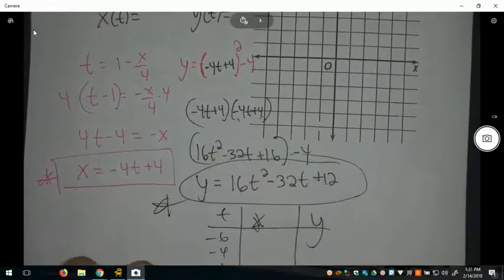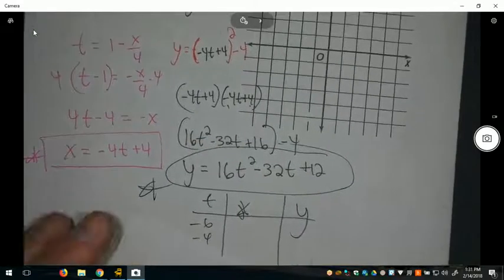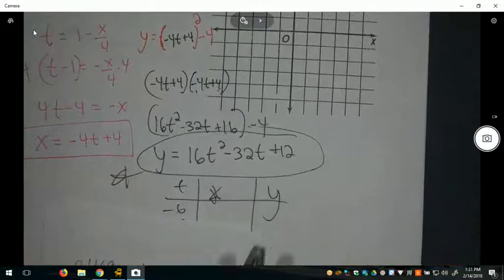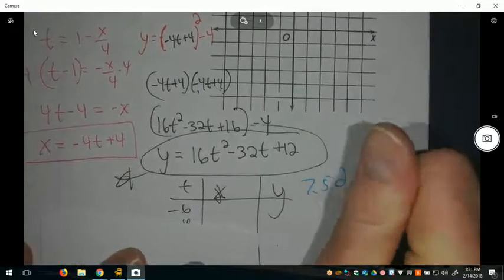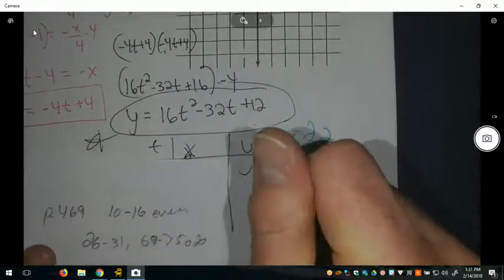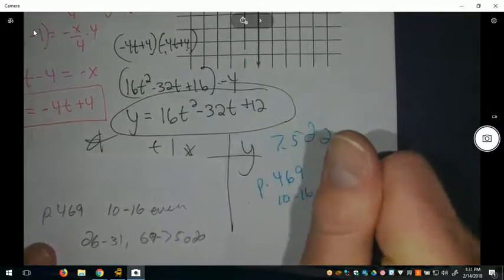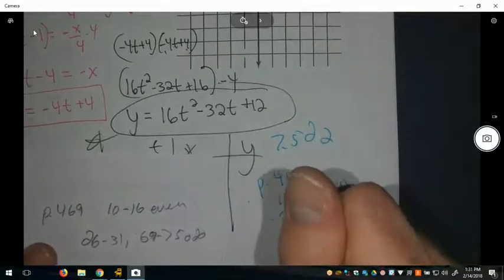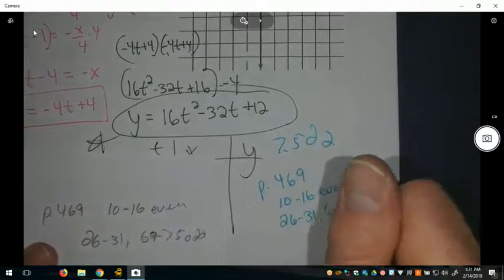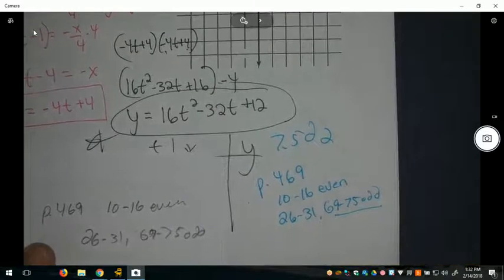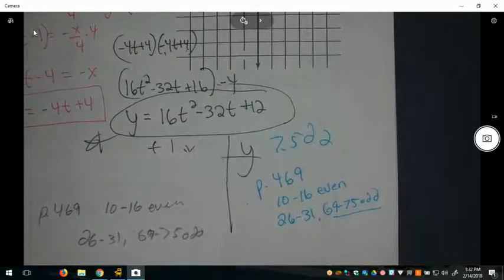So your assignment for this day 2 of 7.5 is to do page 469, problems 10 through 16 even, 26 to 31, and 69 to 75. 69 to 75 is odds only though. So we're going to work on that.